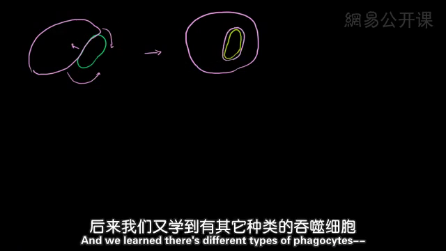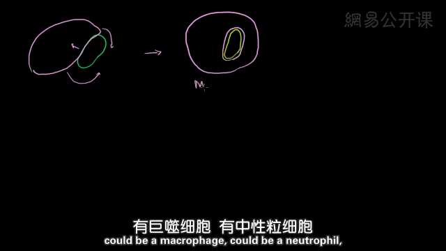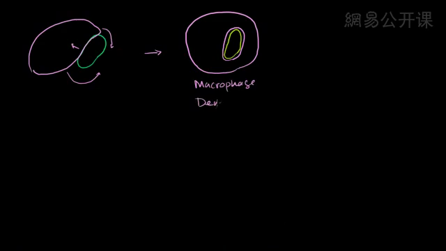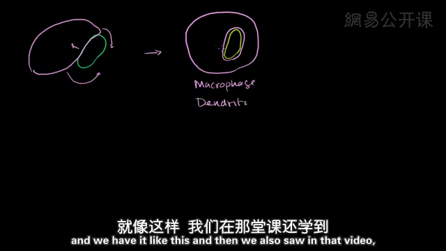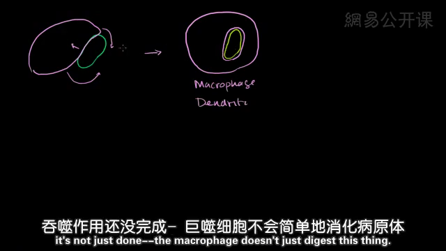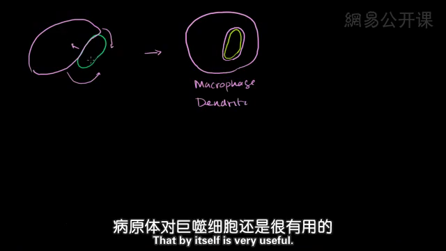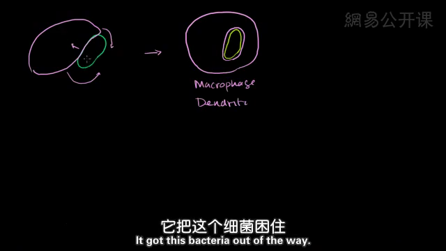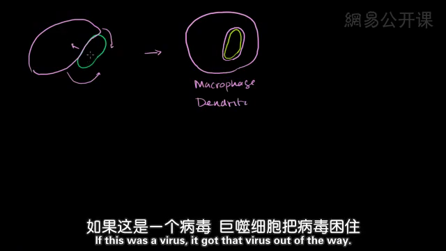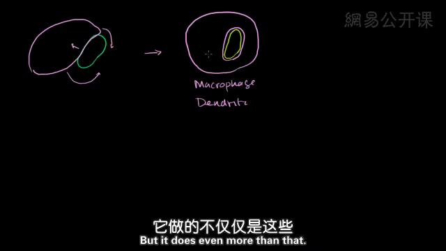And we learned there are different types of phagocytes. It could be a macrophage, a neutrophil, or a dendritic cell. And we have it like this. And then we also saw in that video that it's not just done. The macrophage doesn't just digest this thing. That by itself is very useful. It got this bacteria out of the way. If this was a virus, it got that virus out of the way. But it does even more than that.